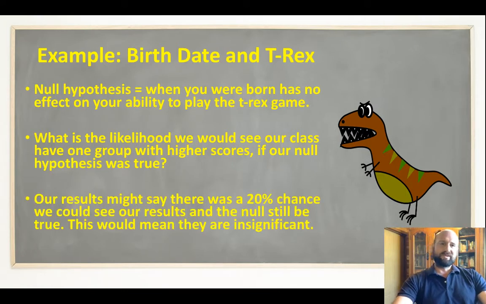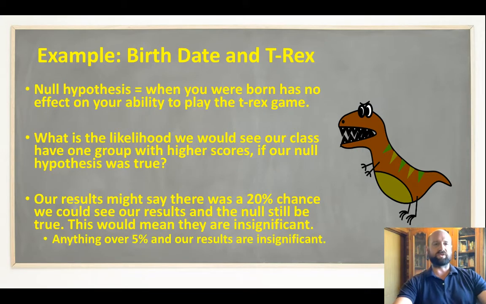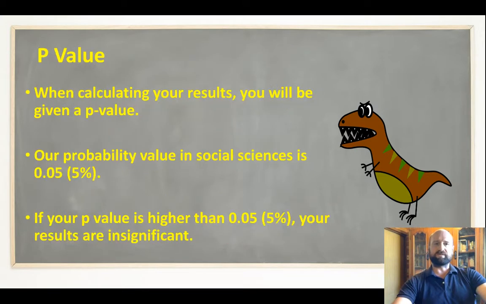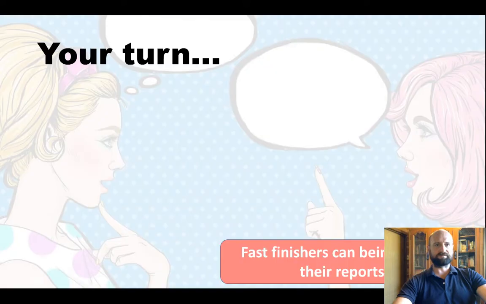So let's say there's a 20% chance that that group's going to be higher and our null is still true. Well, that's pretty high, so our results are very insignificant. And then we talk about anything over 5% in social sciences. All right, and then we talk about the p-value. We can explain the p-value, that we're looking for a p-value under 0.05 in order to have a statistically significant result. All right, that's a decimal version of the 5%.